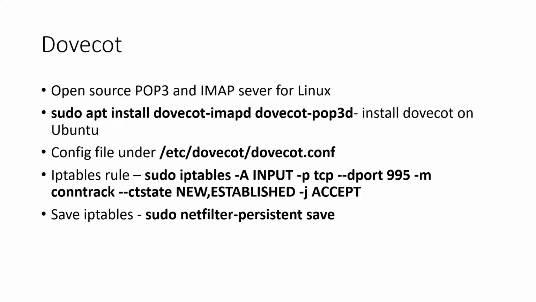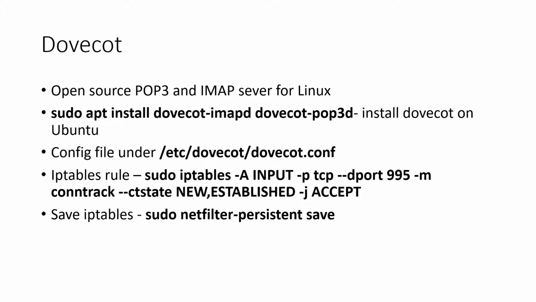Alright, so here we have Dovecot. Dovecot is the software that we are going to be using in order to use POP3 and IMAP, which we will cover later. Dovecot is open source software that exists on the Linux server, and it is used again for POP3 and IMAP.